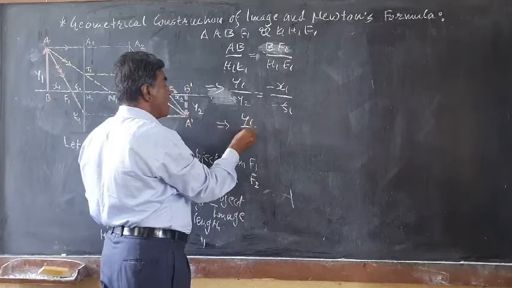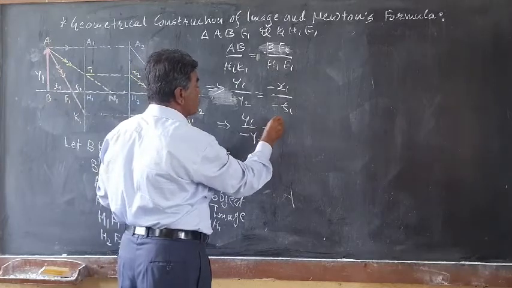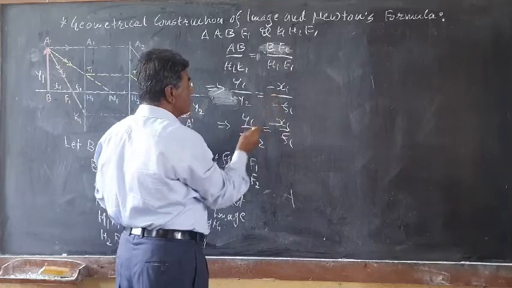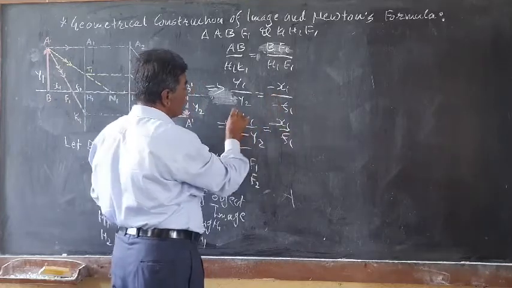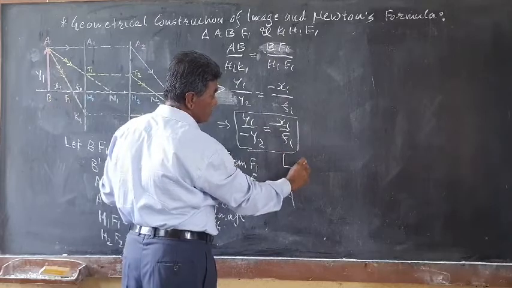y1 divided by minus y2 will be equal to x1 divided by f1. Minus becomes plus. So suppose this is equation number 1.